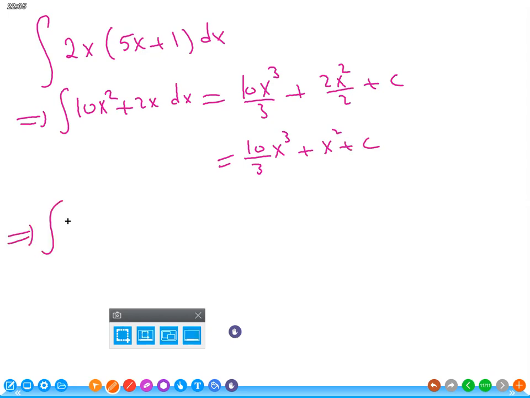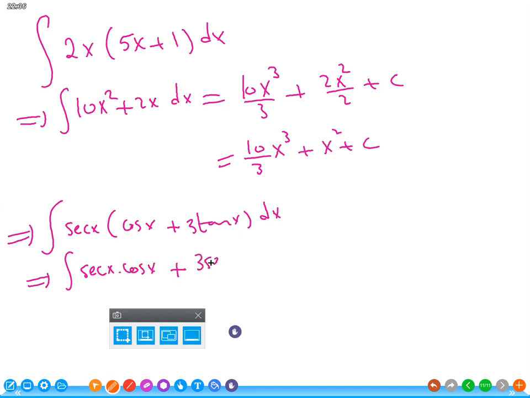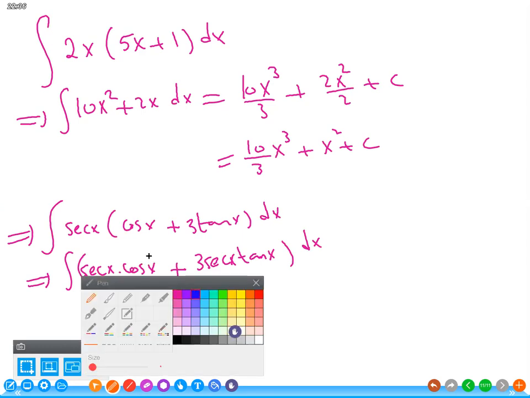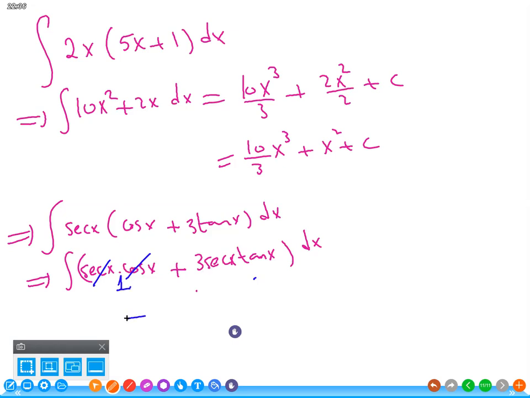If you have a trigonometric function, secant x times cosine x plus 3 tangent x dx, expand. So it will be secant x times cosine x, which are reciprocal to each other, means the product will be 1. Secant x tangent x, it's a rule, direct from the rule. Secant and cosine are reciprocal to each other, so the product represents 1. Implies that the antiderivative will be 1x plus 3 secant x plus c.